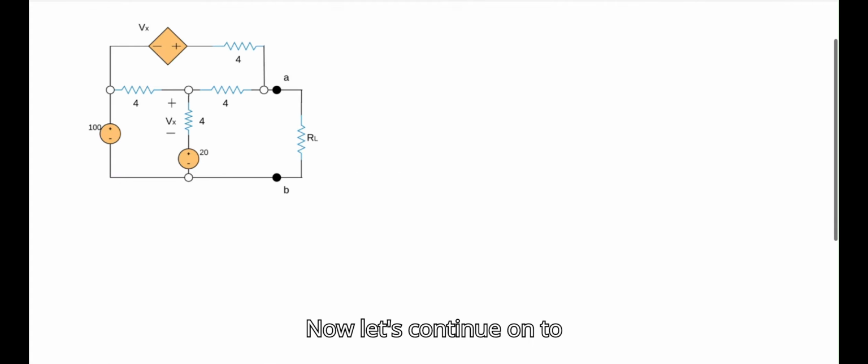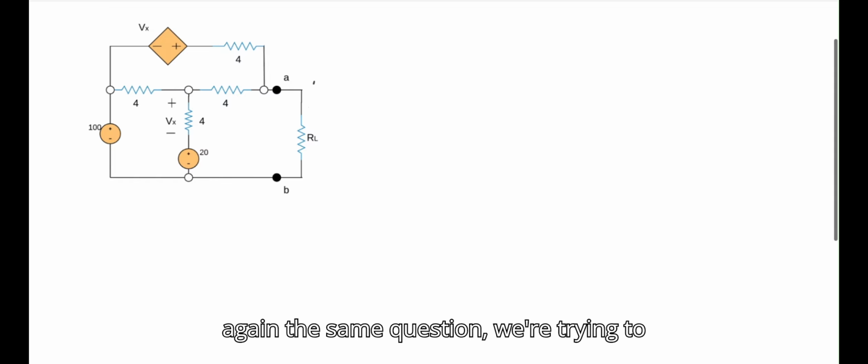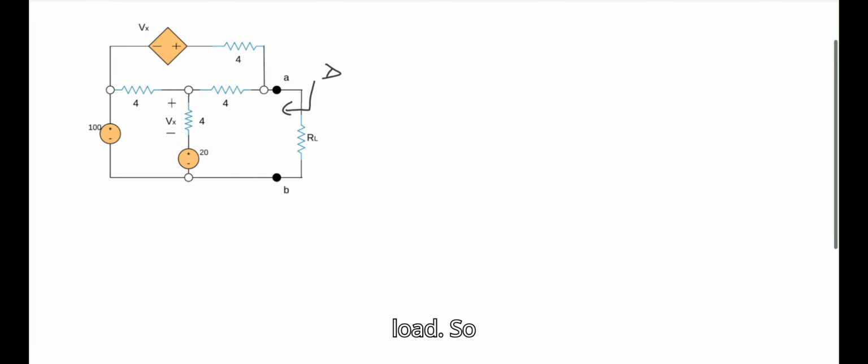Now let's continue on to the second circuit, and again the same question. We're trying to find the max power transferred to the load. So very quickly, the Thevenin resistor. If we want to find the Thevenin resistor in this circuit, the same theory applies, which is the test source. Okay?